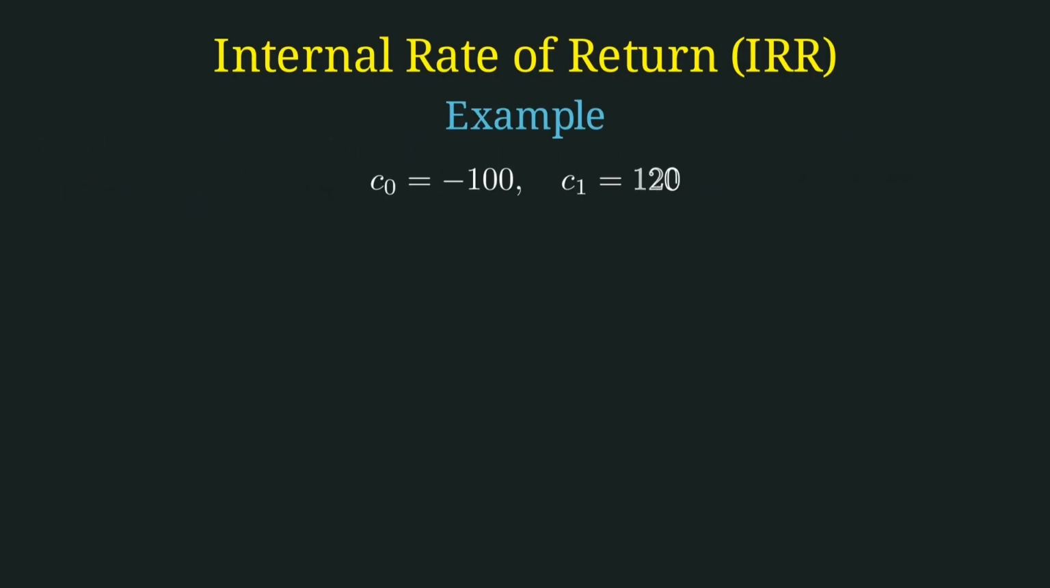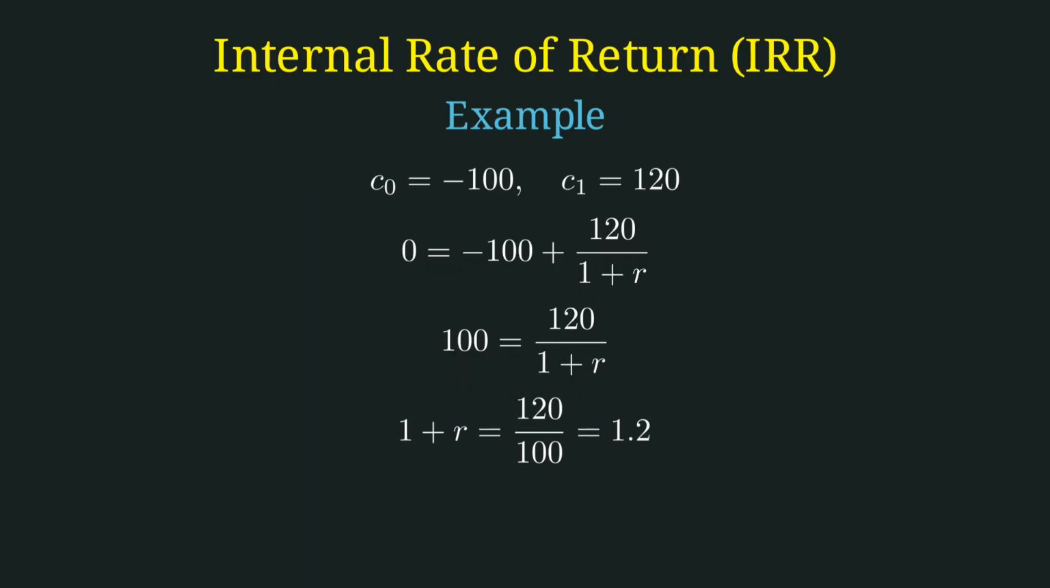For example, here C0 is equal to minus 100 and C1 is 120, then the internal rate of return can be calculated in this way, which is equal to 20%.